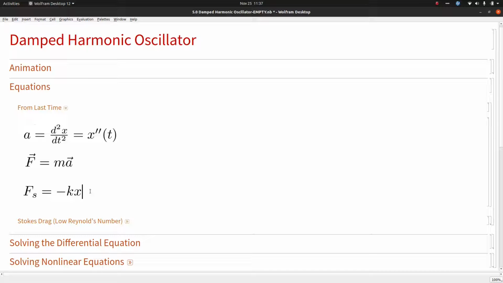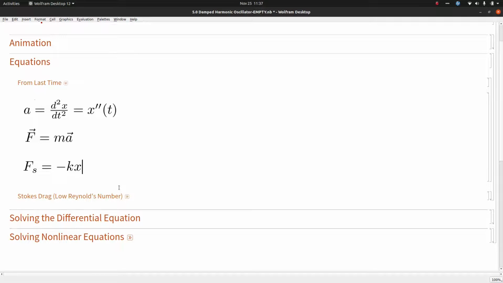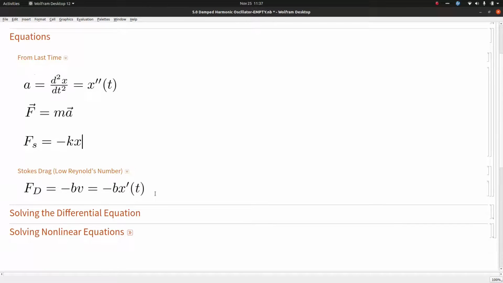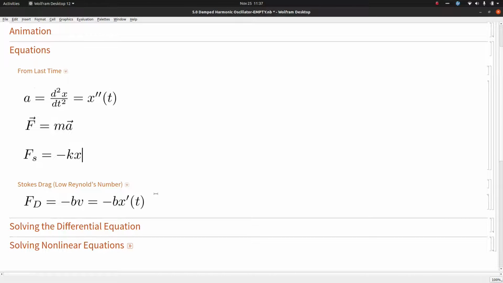Now we're going to want to add a second force that represents the dissipative forces, or what we like to call the damping forces that sap energy out of the system. And we're going to be considering Stokes' drag, which has a force law that is still linear, so we can still use all of our complex exponential tricks. We're going to say that the damping force is equal to minus a constant times the velocity, which can be written as minus that constant times x prime, where x prime is the velocity.